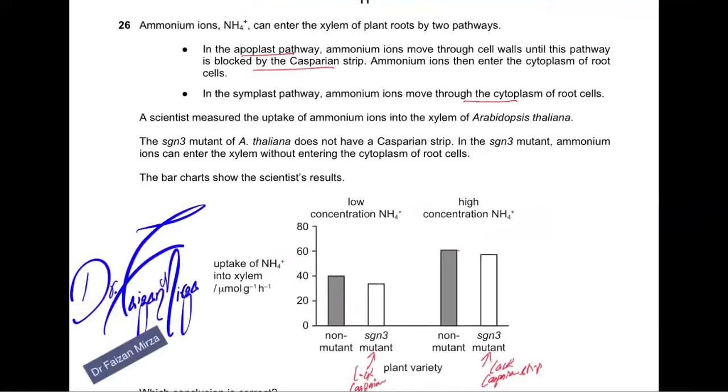Ammonium ions, NH4+, can enter xylem vessels by two pathways. In the apoplastic pathway, ammonium ions can move through cell walls until the pathway is blocked by the Casparian strip. Ammonium ions then enter the cytoplasm of the root cells. In the symplastic pathway, ammonium ions move through the cytoplasm of the root cells. So there's nothing new here, I guess.